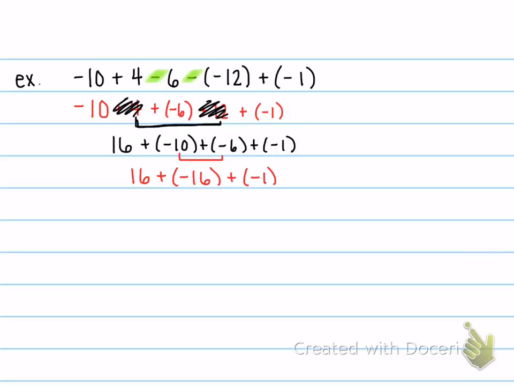Now look what happened here. In previous lessons, we would have automatically added the negative 16 and the negative 1 because those are both negatives. But what you should notice in this problem is that you have a positive 16 and a negative 16. And we have to remember that when you add a number and its opposite, it equals 0. So what we can actually just do is cross out those two 16s, and then we are left with negative 1 as our answer.